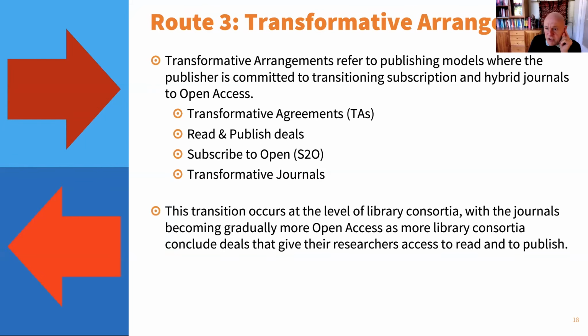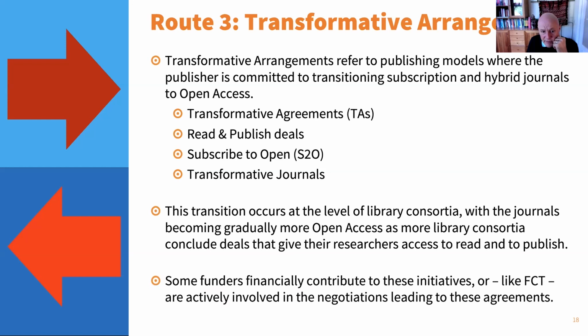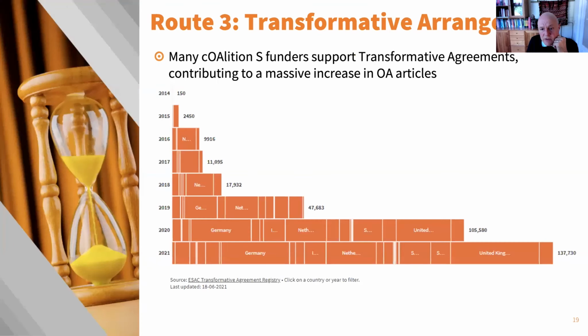These transitions, like I said, occur at the level of the library consortia. And this is something you can check in the Journal Checker tool, whether your library consortium or the library consortium that your university is part of has subscribed to a read and publish deal or not, but it does allow you to publish open access. And some of our funders contribute to these efforts or are actively involved in negotiations leading to these agreements.